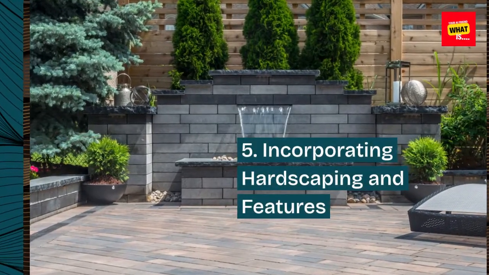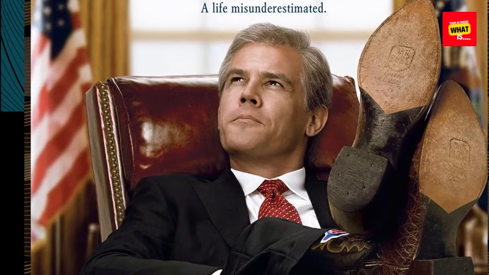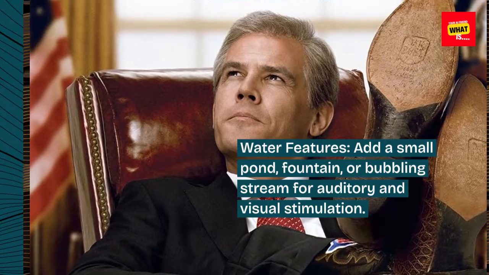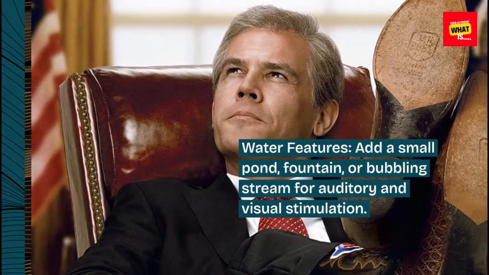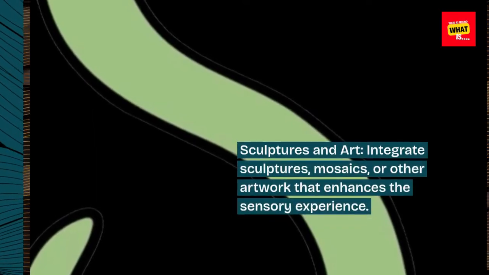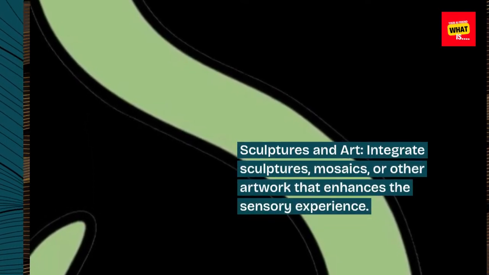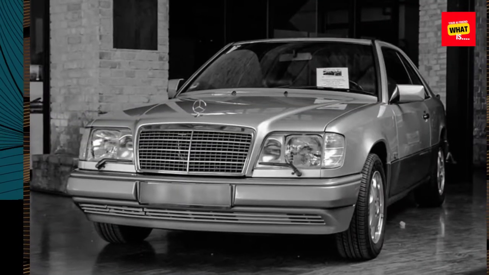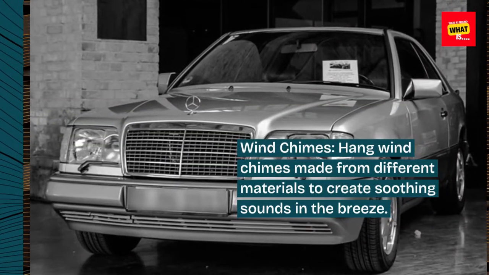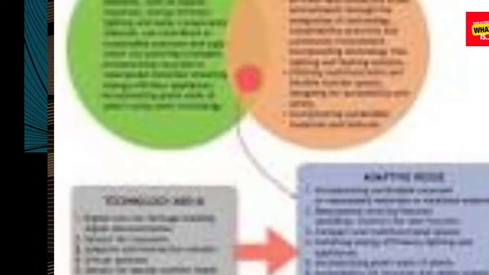5. Incorporating hardscaping and features. Water features. Add a small pond, fountain, or bubbling stream for auditory and visual stimulation. Sculptures and art. Integrate sculptures, mosaics, or other artwork that enhances the sensory experience. Wind chimes. Hang wind chimes made from different materials to create soothing sounds in the breeze.